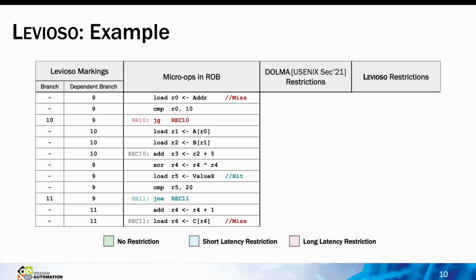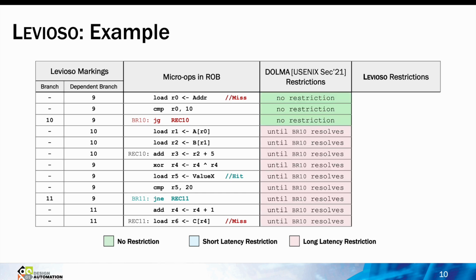In this slide, we show an example which demonstrates how Levioso shows better performance compared to prior work. In this example, we use Dolma. We have two branches, BR10 and BR11, where Levioso has marked which instructions are dependent on each of them. Also, note that BR10 is a long latency branch since its condition depends on the load that misses in the cache.